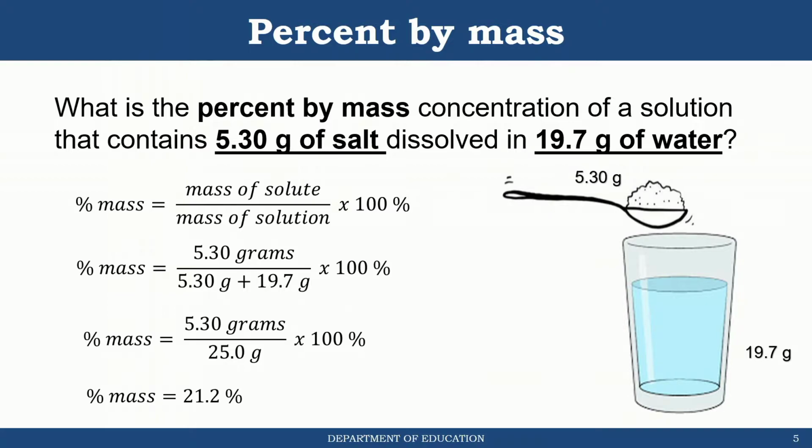This means that 21.2% is the percent by mass concentration of a solution that contains 5.30 grams of salt dissolved in 19.7 grams of water.